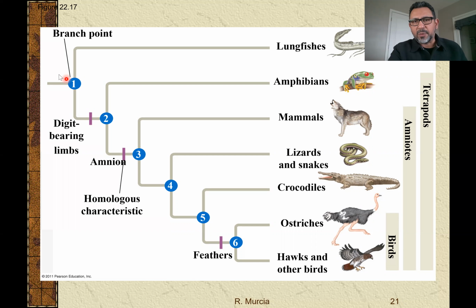This number 1 or branch point is also going to be representing an ancestral species. This will be the ancestor to all of the taxa, all of these groups of organisms you see depicted in the branches of the tree. From this branch point, you will notice that a group of organisms diverges, and this is what we call an outgroup, because it's going to be the most different, the most dissimilar group of organisms compared to everything else you have on the tree.